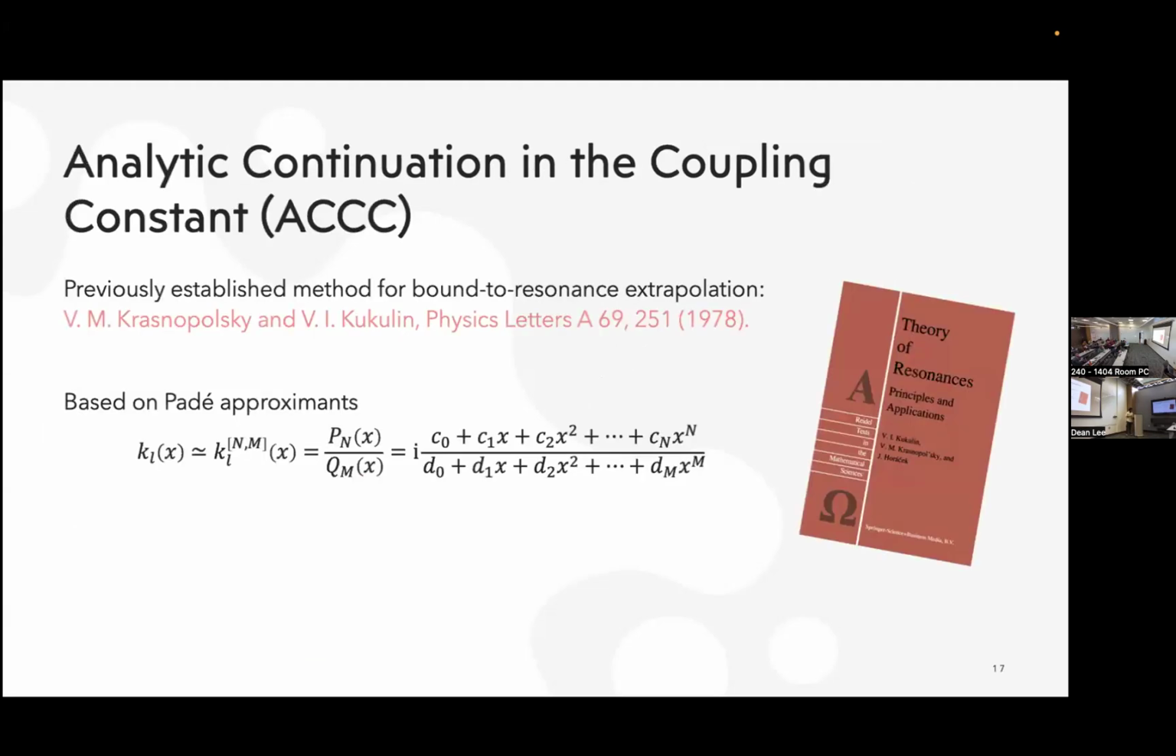But CAEC is not the only player in town. There's a method called analytic continuation in the coupling constant, or ACCC, and that has been around way before I was born. You can read this book; there's a whole chapter dedicated to it. It's a great book, and this whole idea is based on Padé approximants, which are just a ratio of two polynomials.